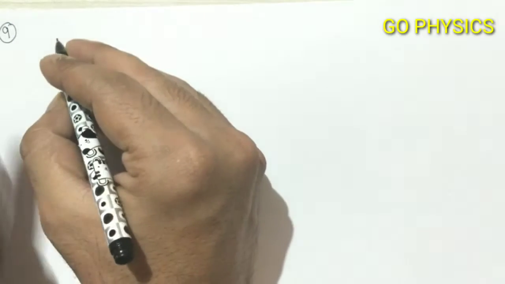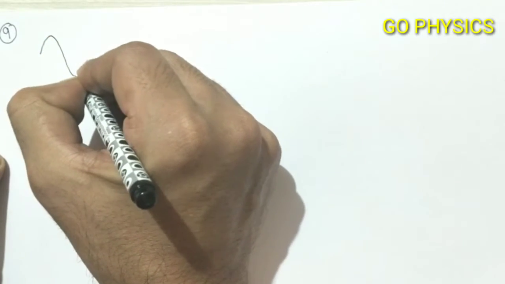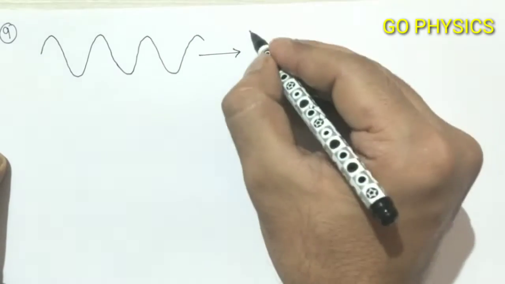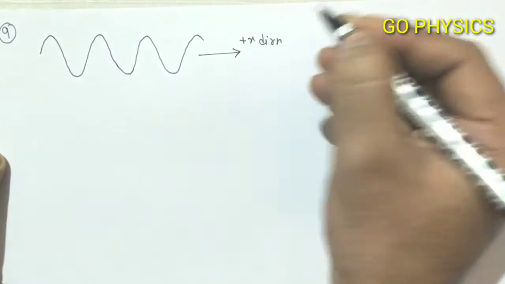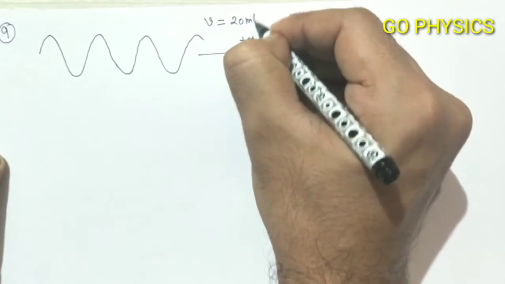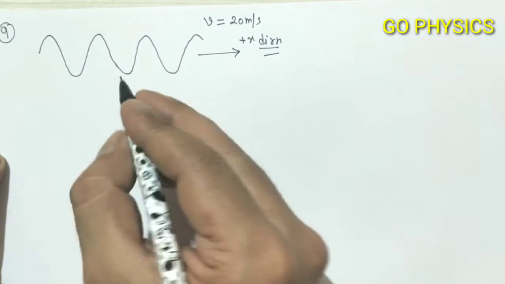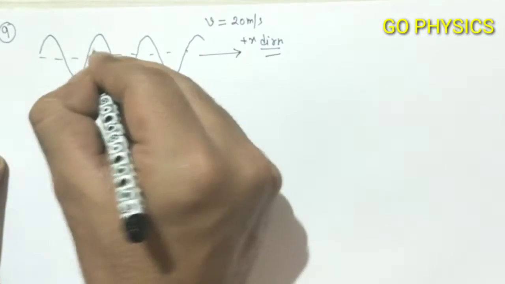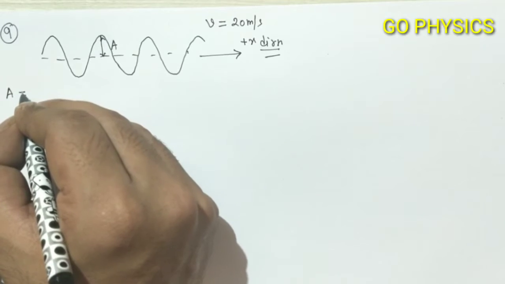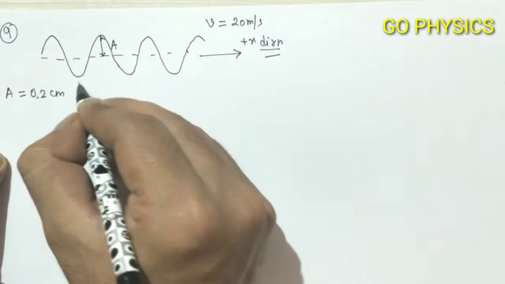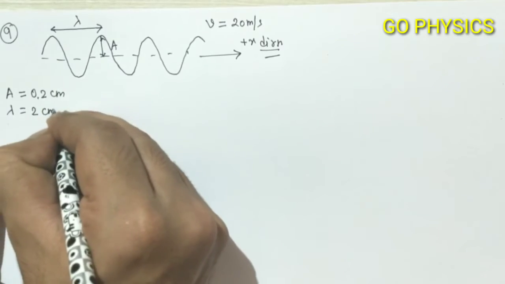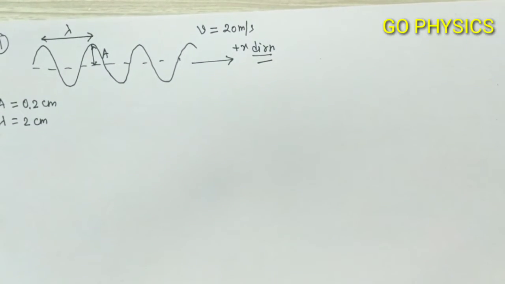So, as a wave is given in the question, and this wave is propagating along positive x direction, and the speed with which the wave is propagating is given as 20 meters per second, and the amplitude of the wave is given as 0.2 centimeter, and wavelength of the wave is given as 2 centimeter. So we have to write the wave equation.